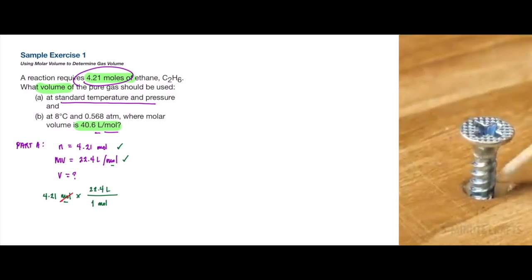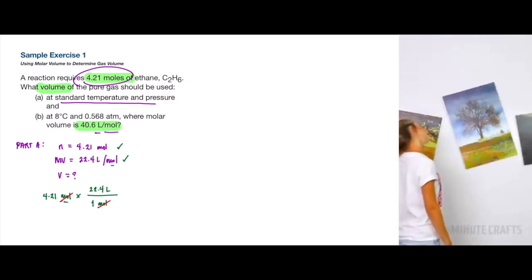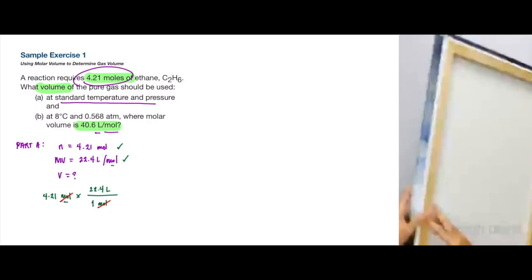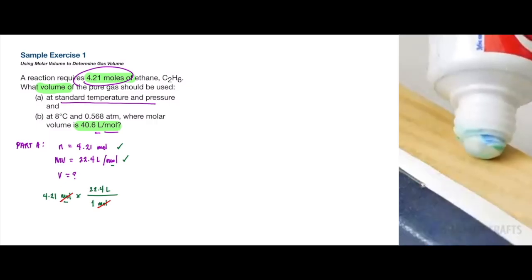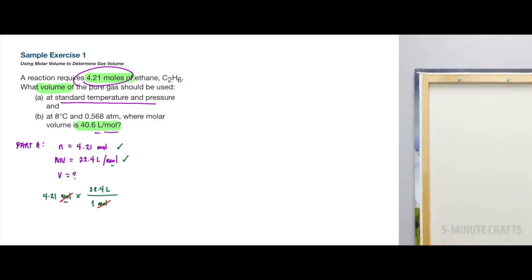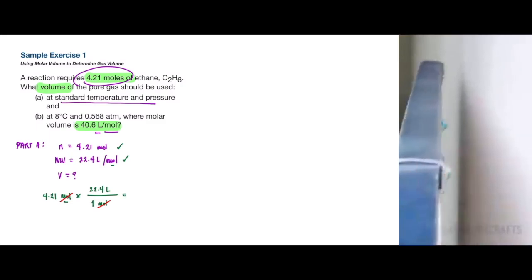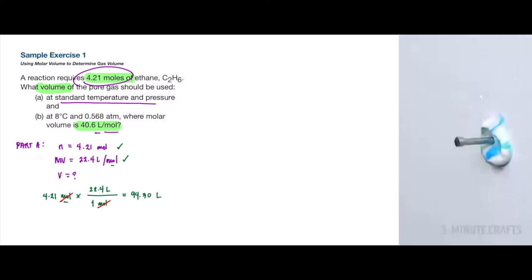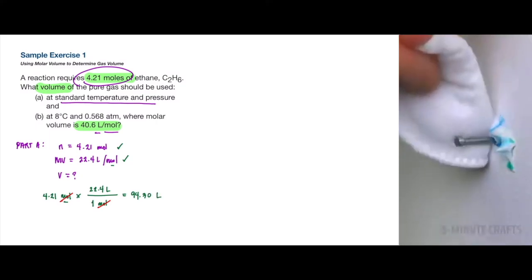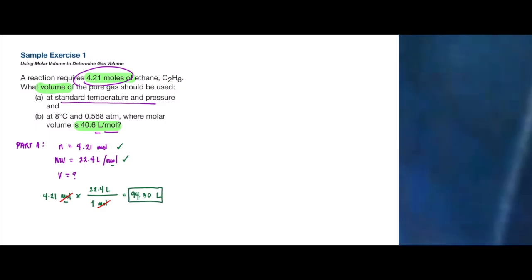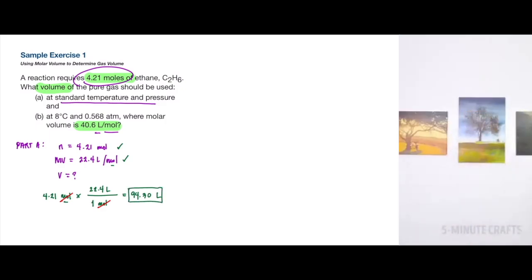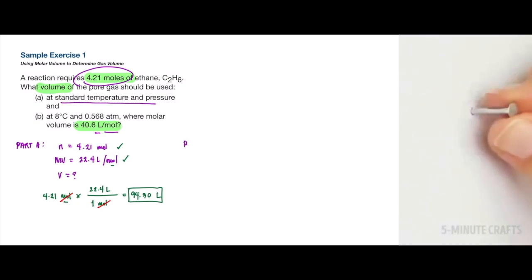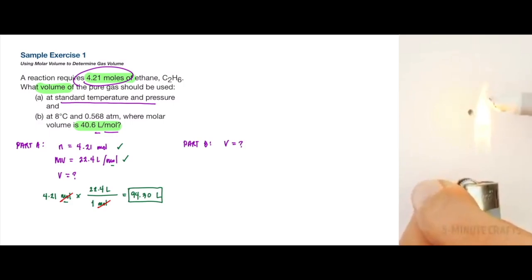And then we can cancel the mole units and we will end up with liters as our desired unit or final answer. So 4.21 times 22.4 liters divided by 1 is equal to 94.30 liters. Therefore, at standard temperature and pressure, the volume of pure gas that should be used for the reaction is 94.30 liters.